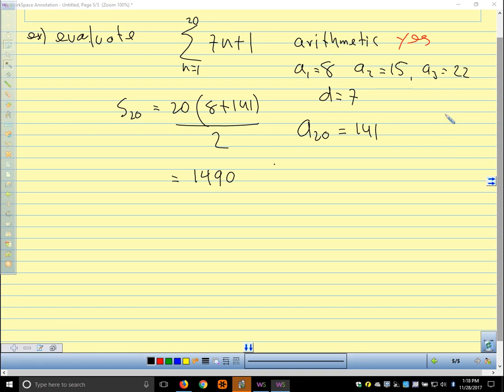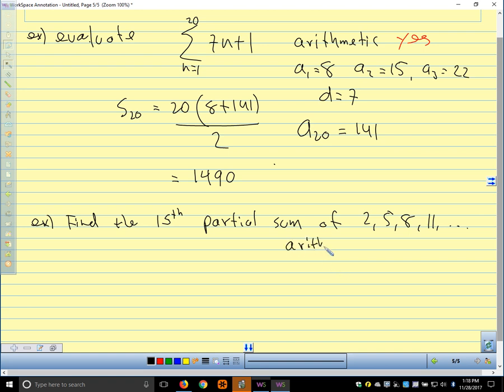All right. Questions there? Another way you might be asked a question like this is to find the 15th partial sum of 2, 5, 8, 11, dot, dot, dot. So the first thing we should do before we use our formula is decide, is this arithmetic? Is there a common difference? Yeah, d equals 3. So this is arithmetic. We can use our formula.